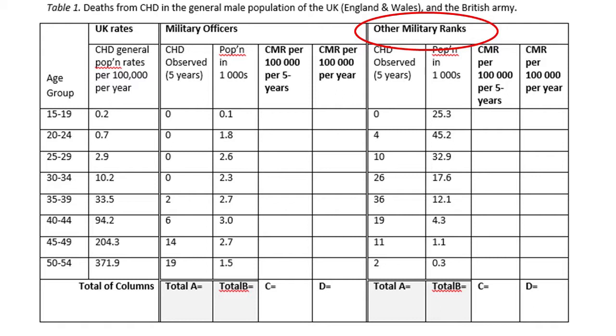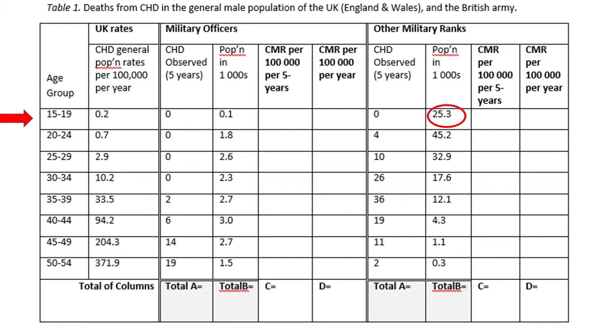As an example, let me explain the first row for you. The first row tells us that there were 100 military officers aged 15 to 19 years. That is 0.1 multiplied with 1,000 equal 100. And there was no coronary heart disease death recorded in 5 years among officers in this age group.